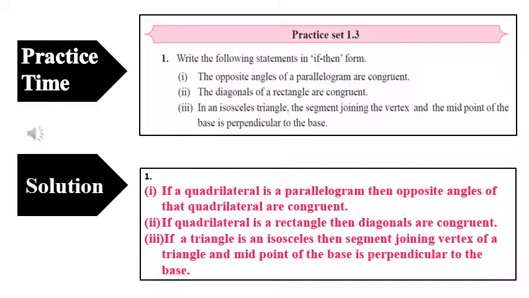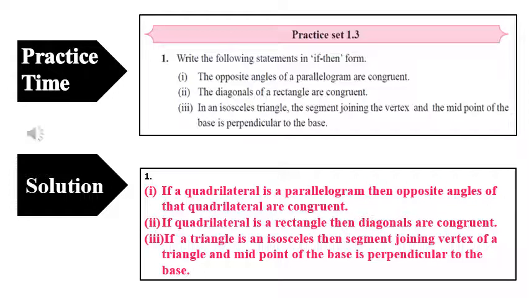When I convert it to if and then, it will be: if a quadrilateral is a parallelogram, then the opposite angles of that quadrilateral are congruent. Understanding? Okay, next one. The diagonals of a rectangle are congruent. Again, a rectangle is a quadrilateral, so: if a quadrilateral is a rectangle, then its diagonals are congruent.